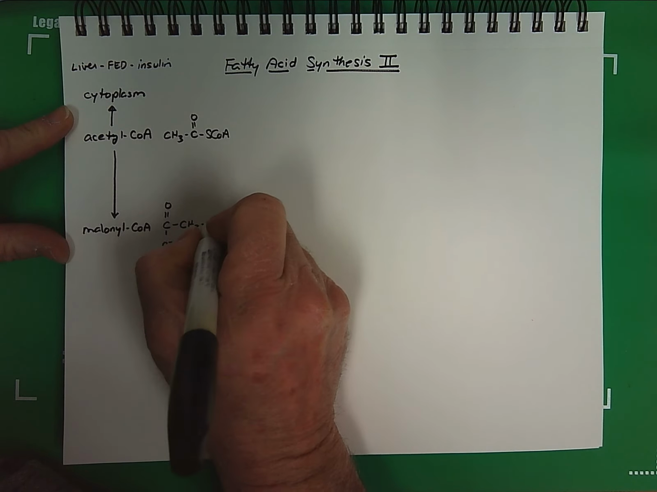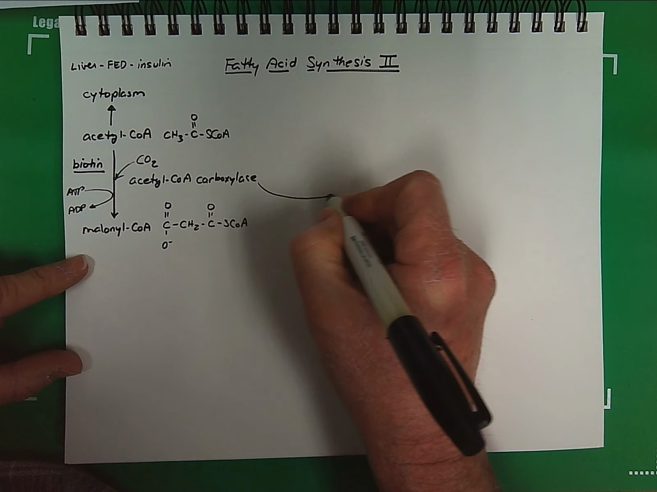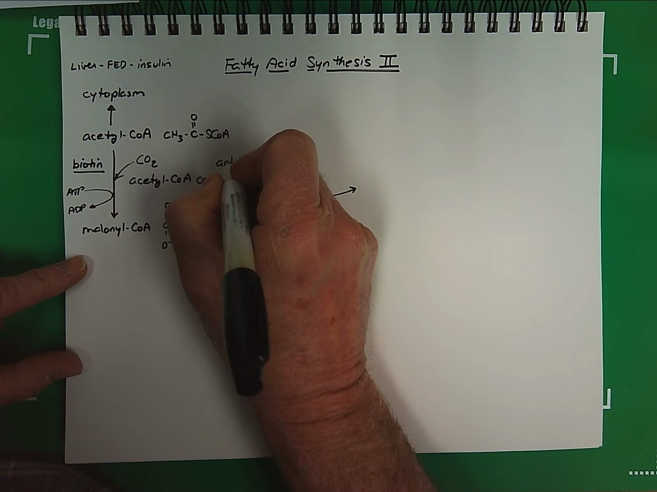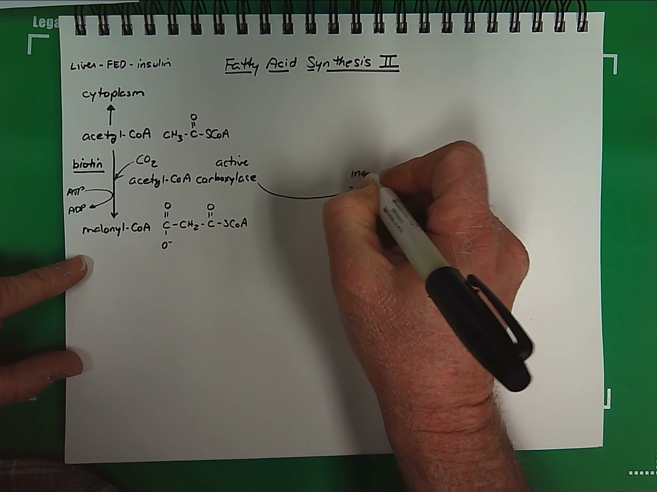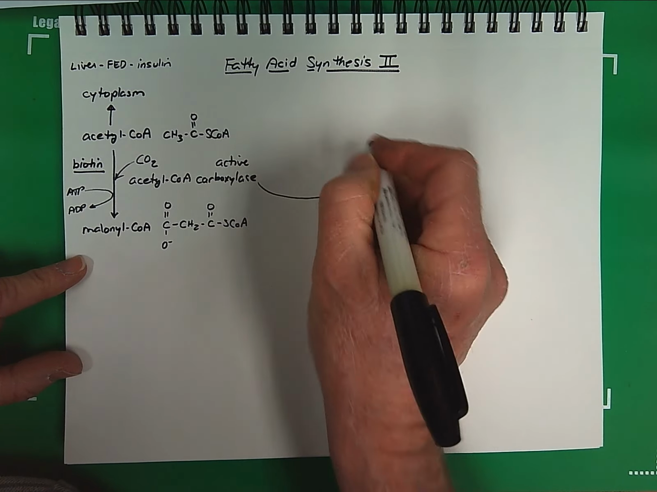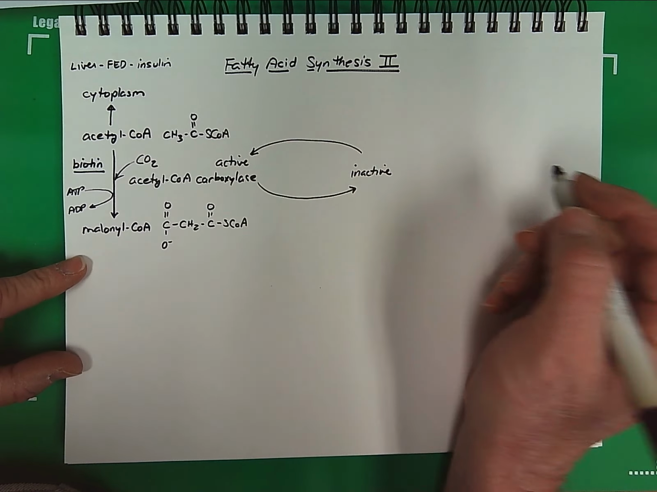Now, an important regulatory step of this particular enzyme is insulin. So insulin does not have a very large effect on the liver, but at this particular point, insulin does have a large effect. This particular enzyme will be subjected to becoming either active or inactive based on insulin signaling.